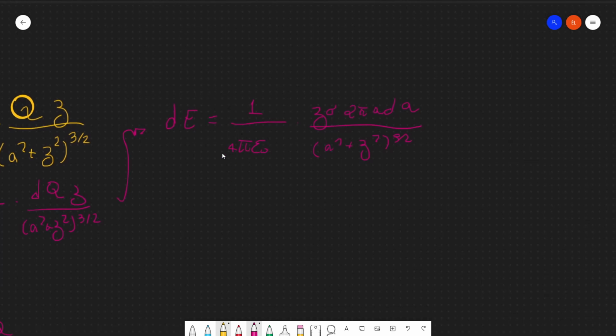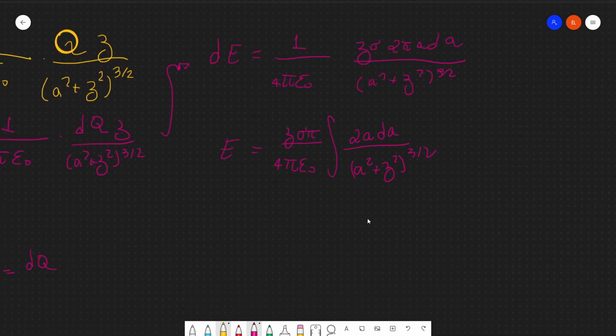So integrate both sides. The integral of dE is just E, and that equals, since this is a constant, I'm already going to take it out, 1 over 4 pi epsilon-0. Z is also a constant, so it comes out as well as sigma, so it's Z sigma. And even though the 2 is also a constant, I'm going to keep it in for simplicity in the calculation. So I'm going to take pi out. So that's the integral of 2A dA over (A squared plus Z squared) to the 3/2.